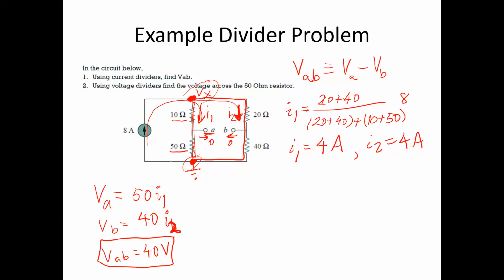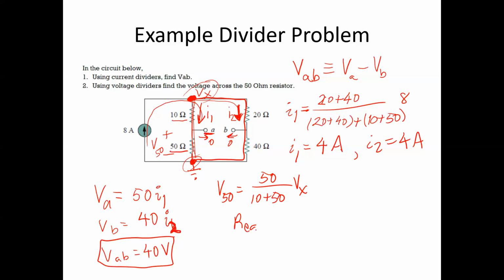Let's assume for the moment that we know voltage Vx and write the divider equation. Let's call this V50, for the 50 ohm resistor. So V50 is going to be 50 divided by 10 plus 50 times Vx. How do I find Vx? I can find Vx by computing the R equivalent of all of those 4 resistors combined together.